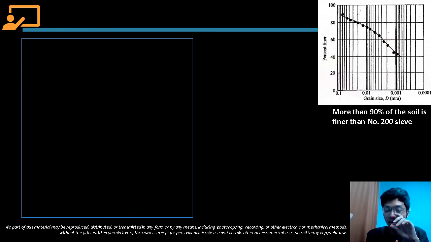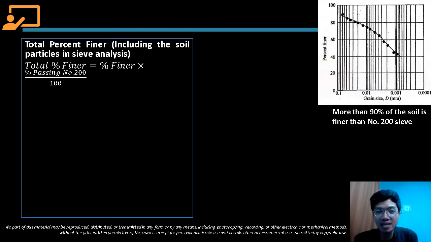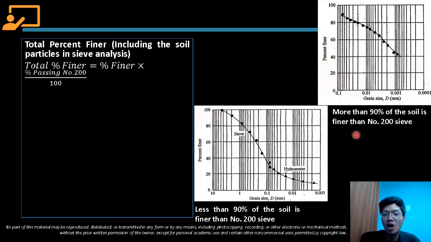Take note, class, yung soil sample na ginagamit natin sa hydrometer analysis, 50 grams lang. Hindi lahat ng mga mapupunta dun sa pan. So 50 grams lang yung kailangan natin from that. However, kung yung pinagkuhanan natin ng 50 grams na yun, more than 90% of the soil doon is finer than number 200 sieve, isa-separate natin, class, yung graph natin for hydrometer analysis. On the other hand, class, kapag yung pinagkuhanan natin nung soil sample for hydrometer analysis is less than 90% of the soil is finer than number 200 sieve.